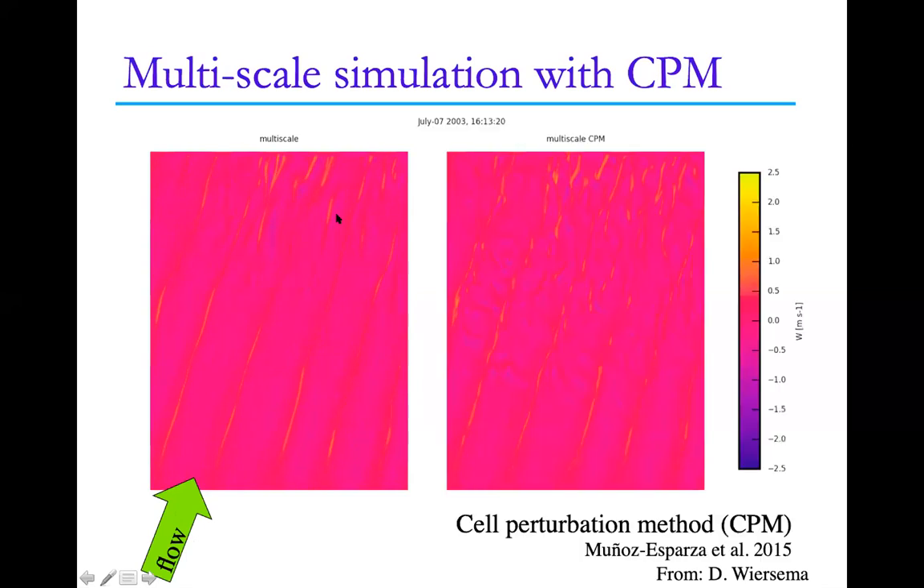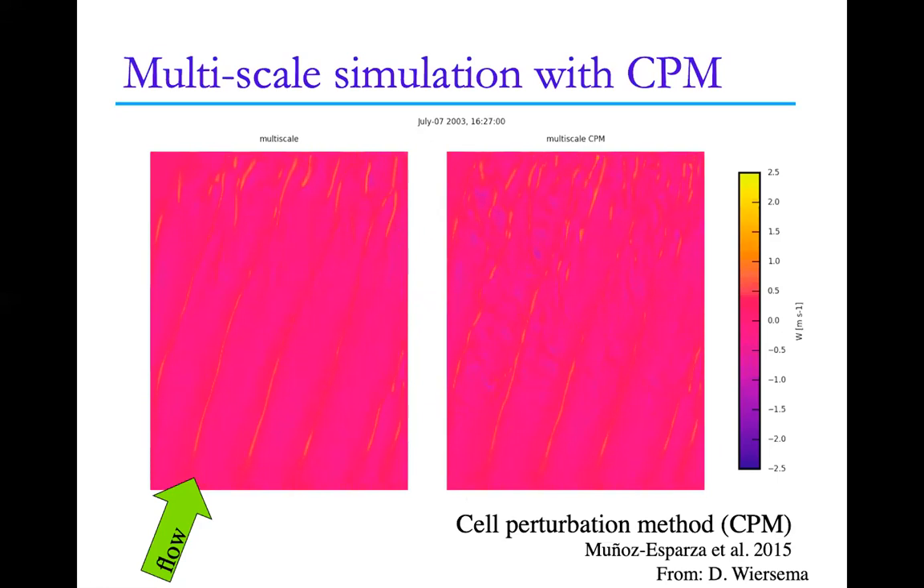The cell perturbation method, developed by Esparza and others, puts perturbations at the inflow boundaries. And you can see that finer scale structures and turbulent structures develop much sooner when using this kind of artificial triggering of turbulence near the boundaries. So I'm not going to talk about that more here, but that is something to explore, to think about how to generate the correct scales as you nest from mesoscale to the microscale.